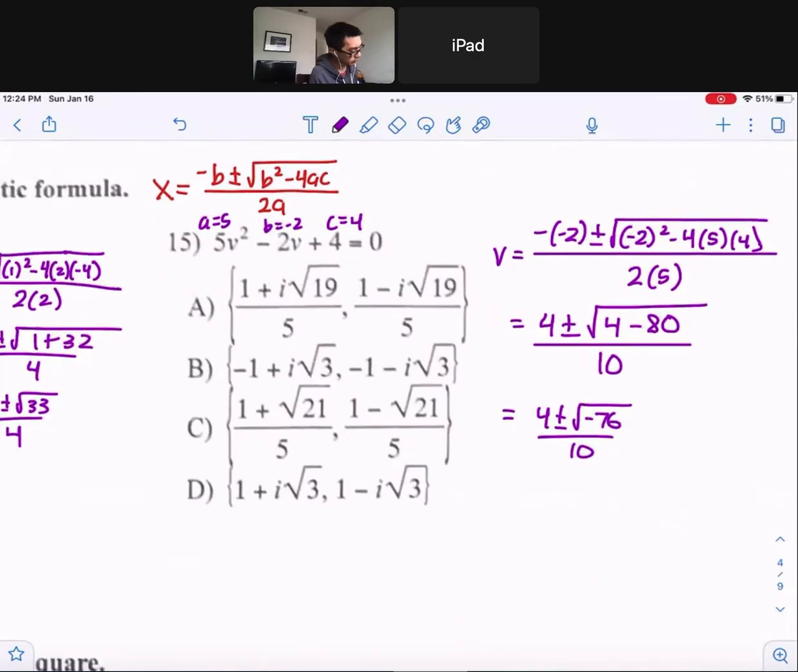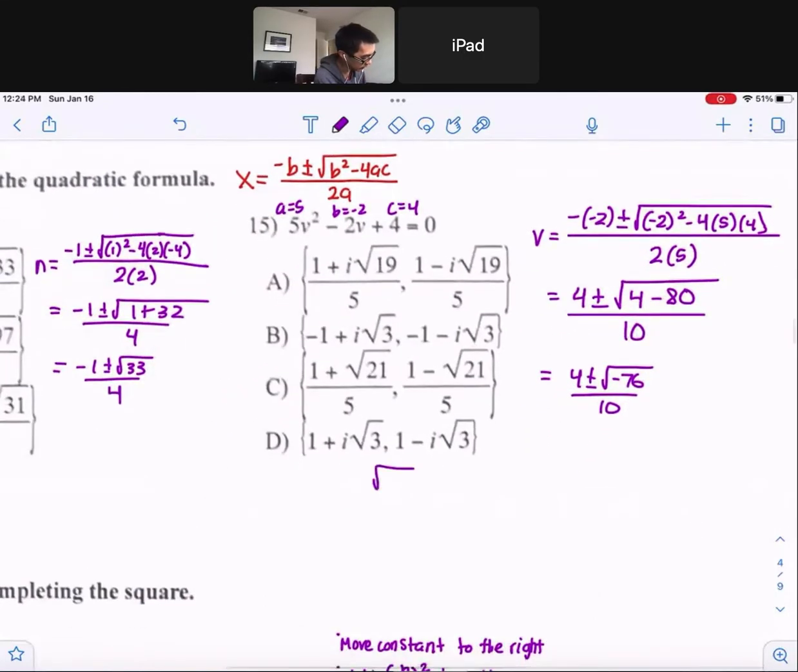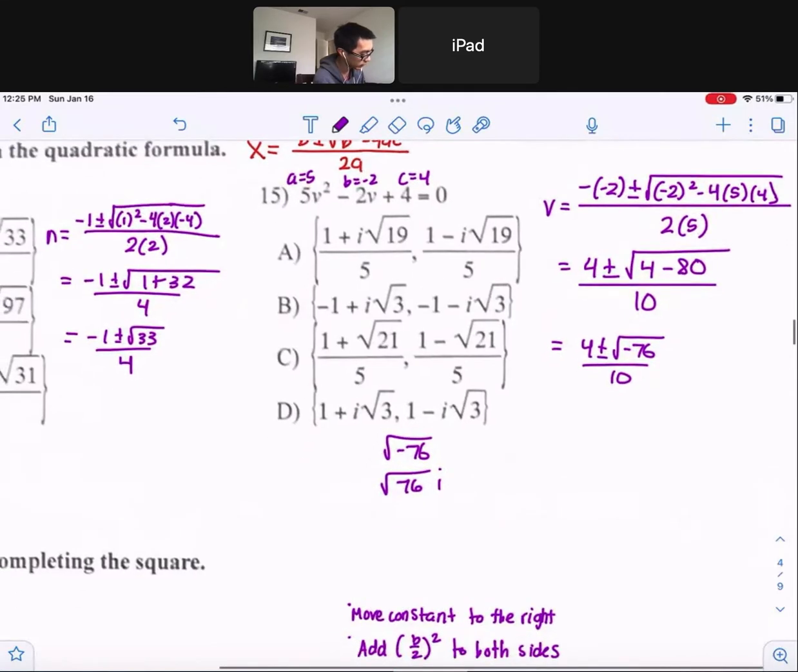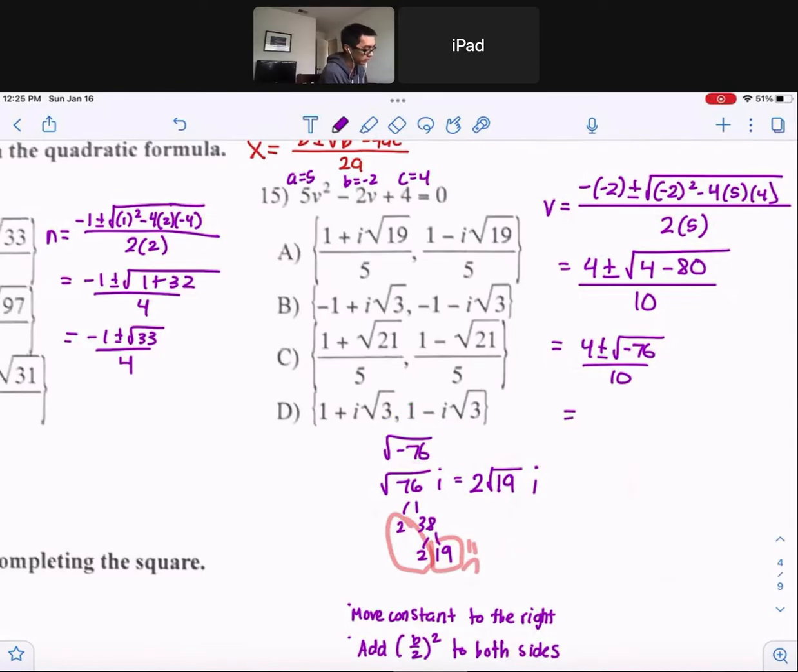Now, let's simplify the square root of negative 76. So we know the square root of negative 76, you guys, is the square root of 76 times i. So now let's break this down. 2 times 38, 2 times 19. There's a pair of 2s, and a leftover 19. So we're going to really have 2, because that's the pair, times the square root of the leftover 19, times i. So that is what the square root of negative 76 is. So 2 plus or minus 2 square root of 19 i all over 10.